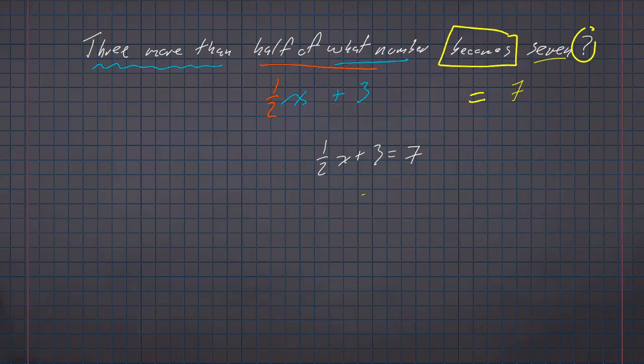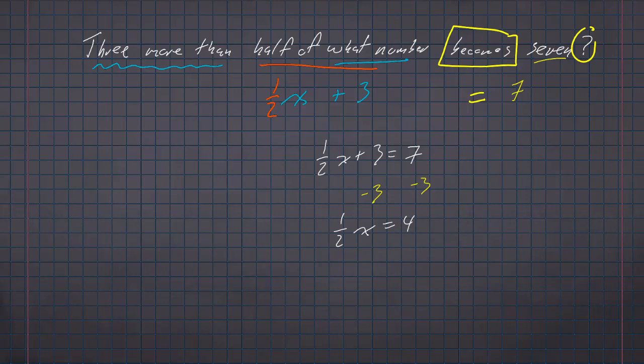We want to get rid of the addition first, so we subtract 3 on both sides of the equation. 1/2 x plus 3 minus 3. 3 minus 3 is 0, and 0 plus anything is that thing, so we're left with 1/2 x. 7 minus 3 is 4 on the right-hand side.